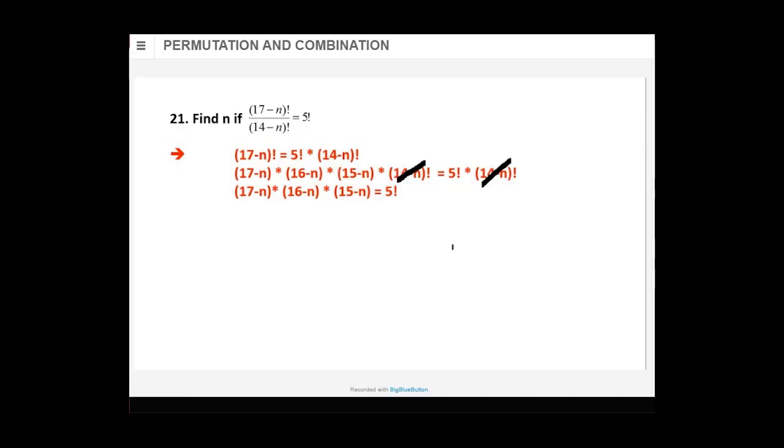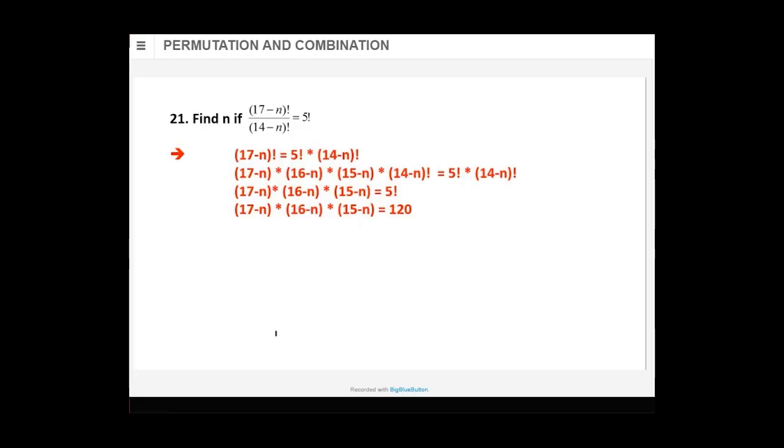Now what is left? 17 minus n into 16 minus n into 15 minus n factorial is equal to 5 factorial. So that is equal to 120. I solved 5 factorial, but I told you earlier that you have to learn it by heart. 5 factorial is 120.